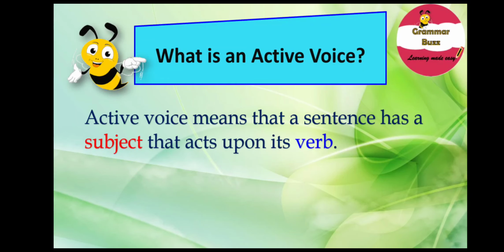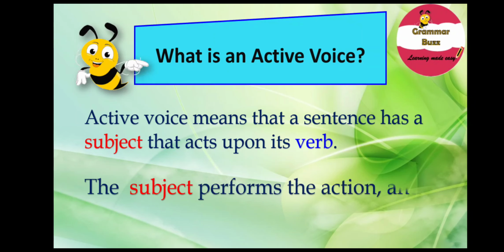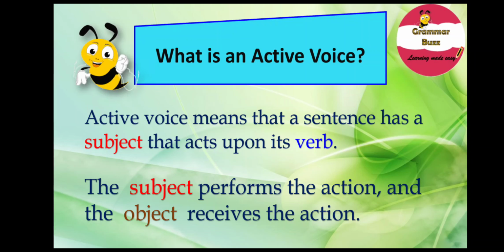In an active voice, the subject performs the action and the object of the sentence receives the action. Remember that. So remember, in active voice, the subject is the doer of the action or verb and the object is the receiver of the action or the verb. Simple, right? Well, it is. Well, we will try to understand this with the help of an example.